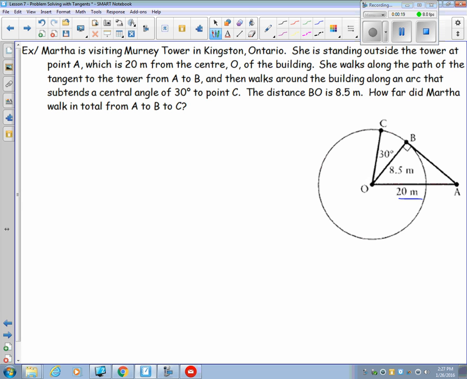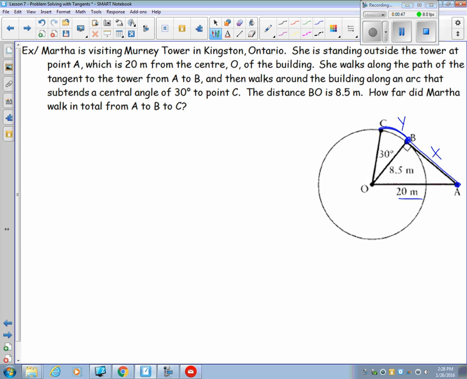She walks along the path of the tangent from A to B. So she's walking from A along to B. And then she walks around the building along an arc that subtends a central angle of 30 degrees. So she's walking along there from B to C. And they're telling us that the distance BO is 8.5, and they want to know how far she walked in total. So we've got two parts. We've got to figure out from A to B, and then from B to C, and together that will make our total distance.